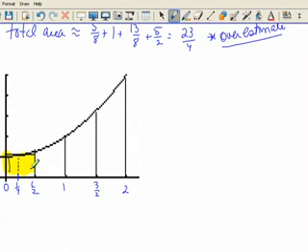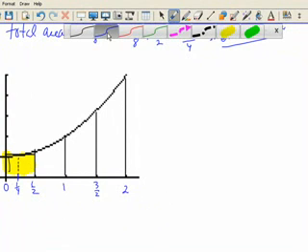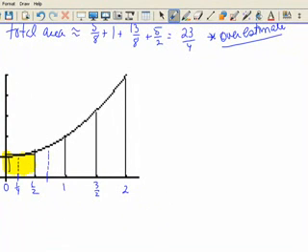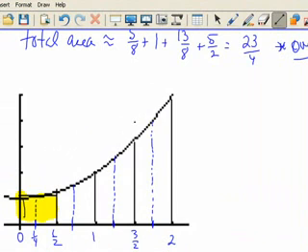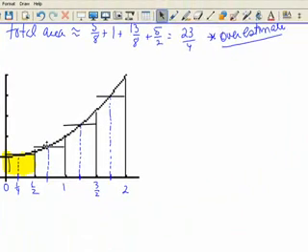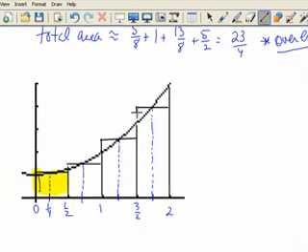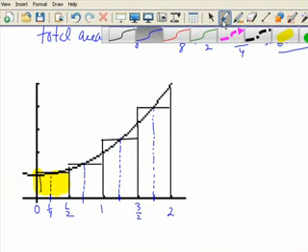Yellow, area of that rectangle. Using the midpoint to calculate the height. Using the midpoint, calculate the height. Using the midpoint to calculate the height. So our rectangles end up looking something like that.